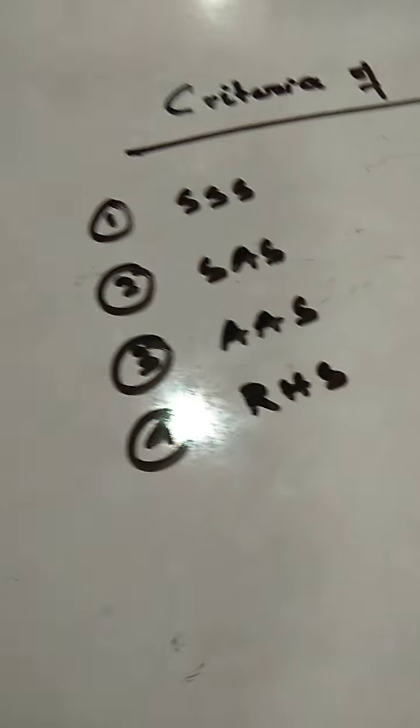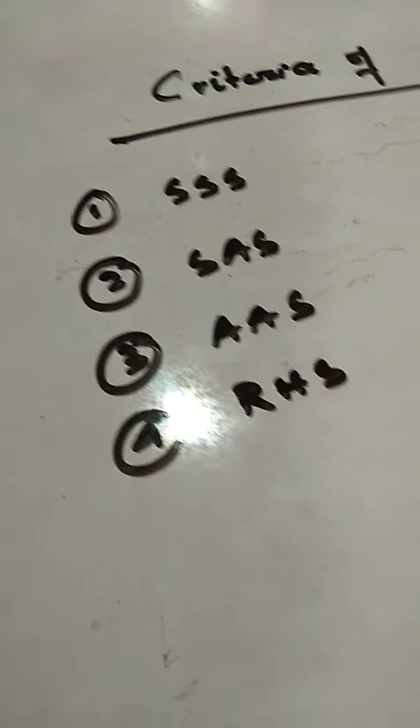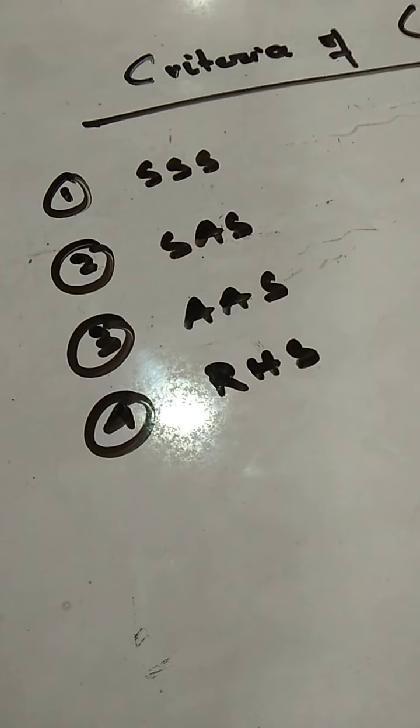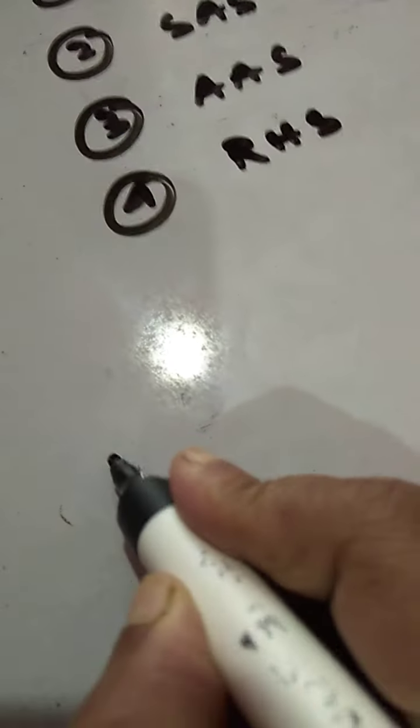So now today we'll discuss the criteria of congruency. As you see on the screen, we have to discuss four criteria: number 1 SSS, number 2 SAS, number 3 AAS, and number 4 RHS. Now let us see what is SSS.